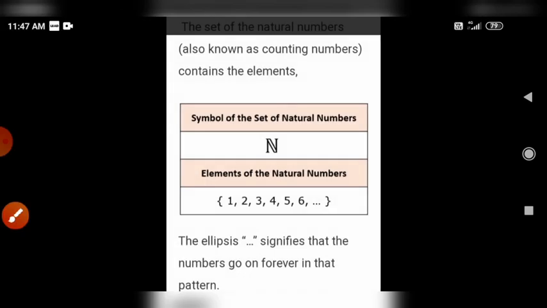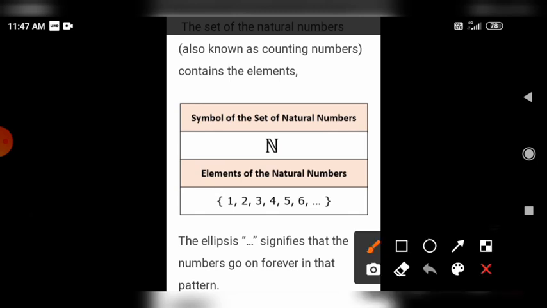Next one is natural numbers. What are natural numbers? For fifth to sixth standard students this is new. Natural numbers start from 1. They are written within a bracket, called a set bracket: 1, 2, 3, 4, 5, 6, etc. It is also known as the set of counting numbers.